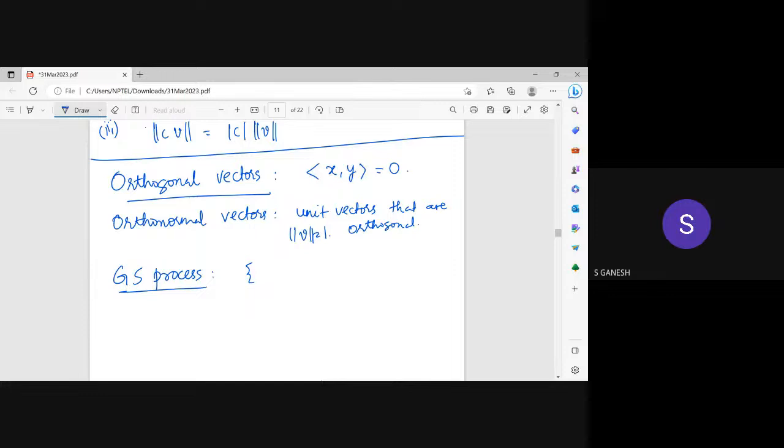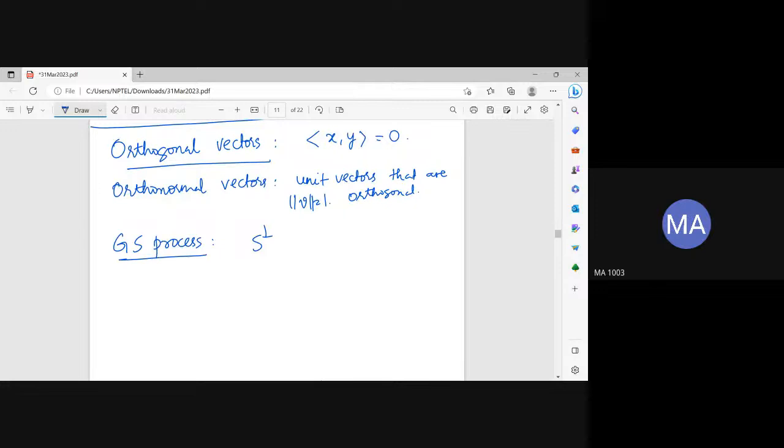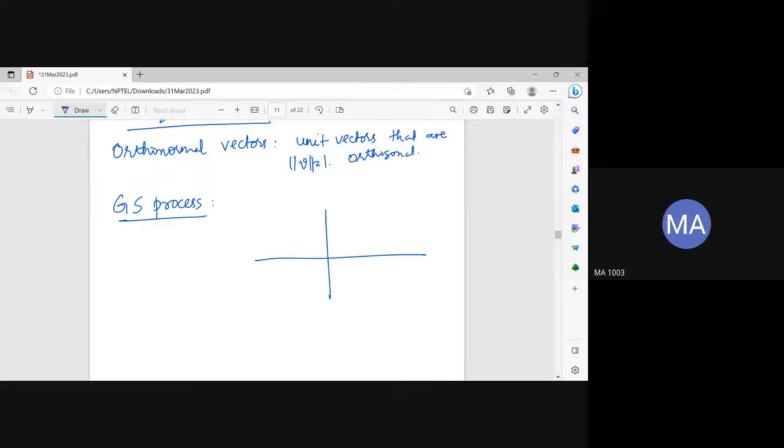Ma'am, I have one doubt. The set like S to the power 2, something like that, but I can't understand the notation. This one? Yes. S perp, perpendicular. So if you have this point, what are the vectors perpendicular to this point? That entire plane. Yes, ma'am. So now I can talk about a set of vectors and the vectors that are perpendicular to all these vectors.